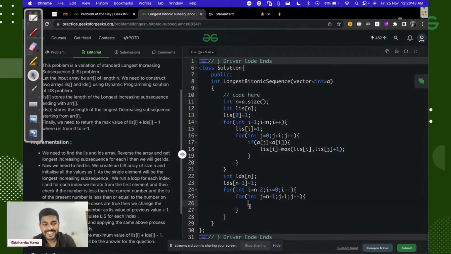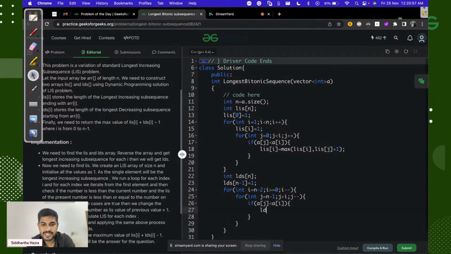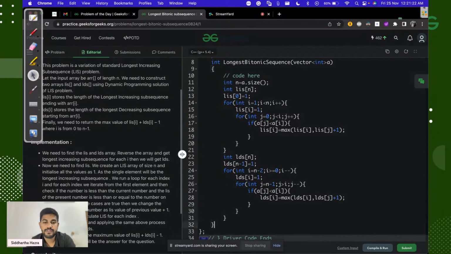Okay, fair enough. Now we would have the same condition: A of j is less than A of i. If this is the condition, then longest decreasing subsequence of size i is equal to max of longest decreasing subsequence of size i, comma, LDS of j plus 1. So we would initialize LDS of i equal to 1 here also.